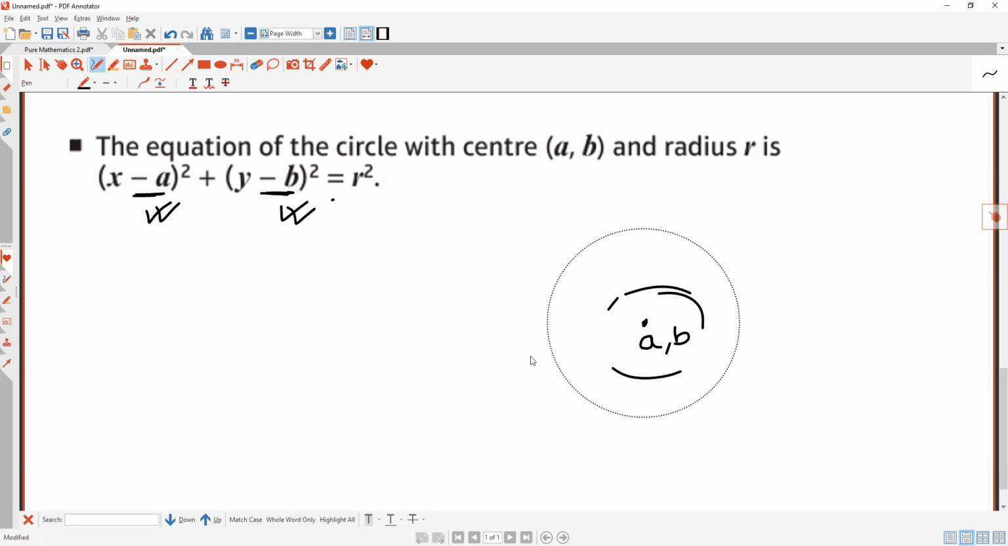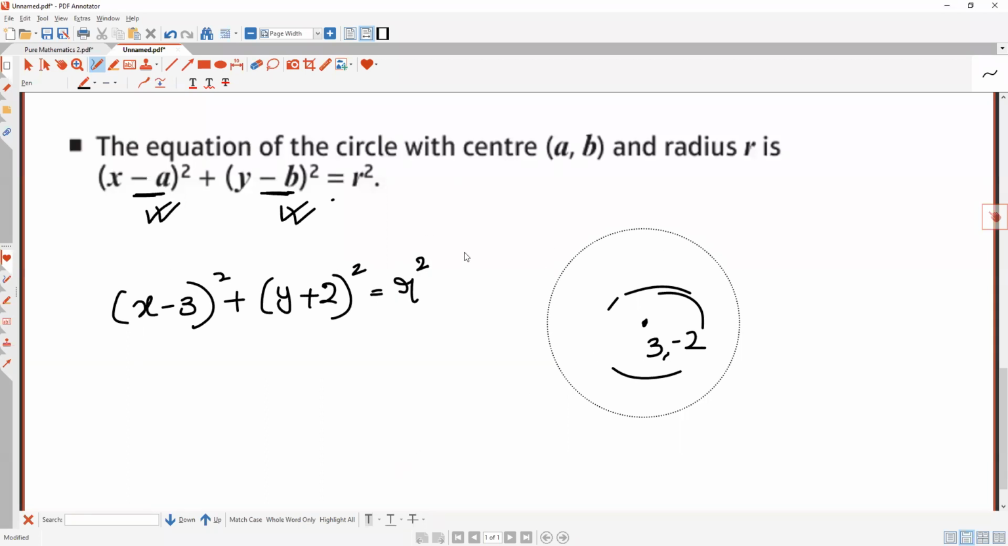Like for example, let me show you. So instead of a comma b, I gave 3 comma minus 2. So this is how you write the equation, by the way. X minus 3 whole square plus y plus 2 whole square. Remember that. It's always opposite. And the radius must have a square on it, why that is I'm going to say later on, but this is the equation of a circle.